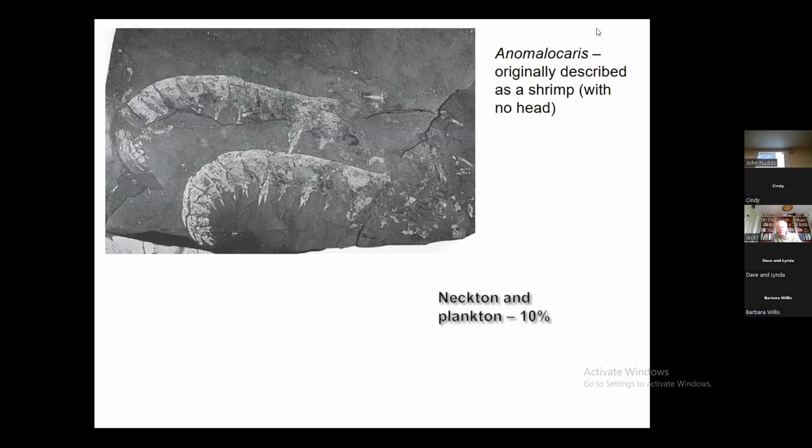Here's another iconic animal of the Burgess Shale. This is one that was given to Derek Briggs to work on for his PhD. He was going to help Harry with the arthropods. And this was named by Walcott. He thought this was a shrimp.